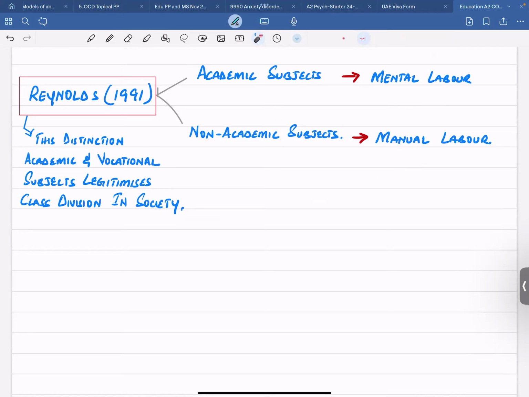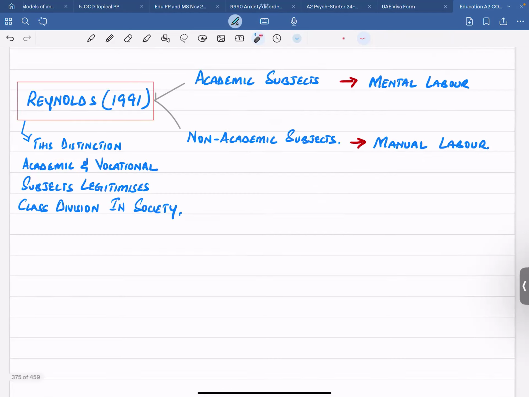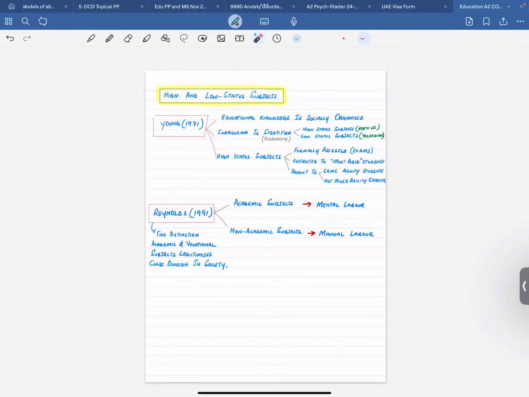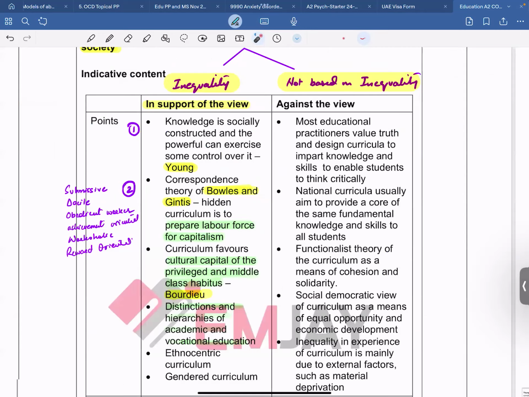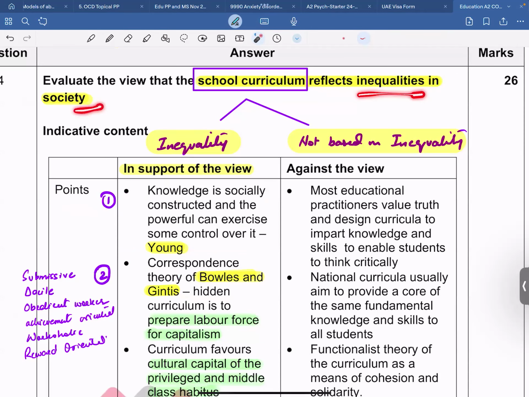Now, we see the working class being more involved in the non-academic subjects, and the middle class and the upper class being more into academic subjects. So this division can again be said to be playing a vital role in reflecting inequalities in the education system.